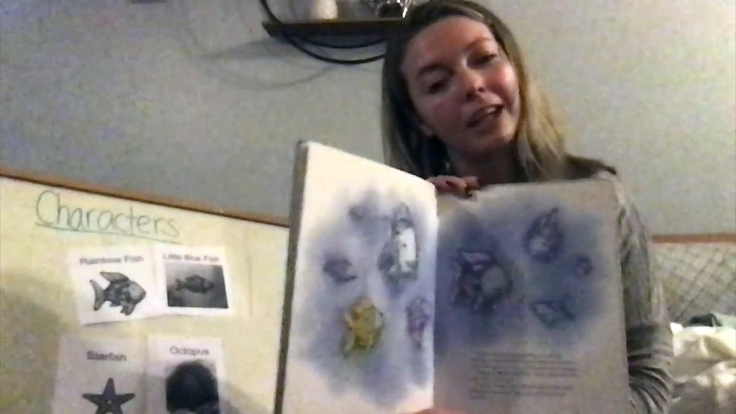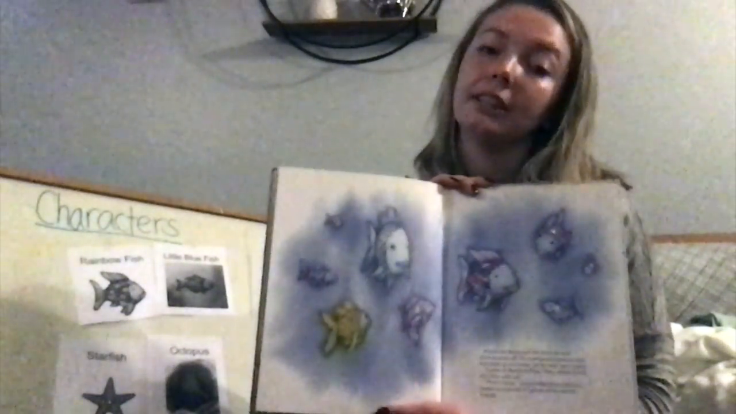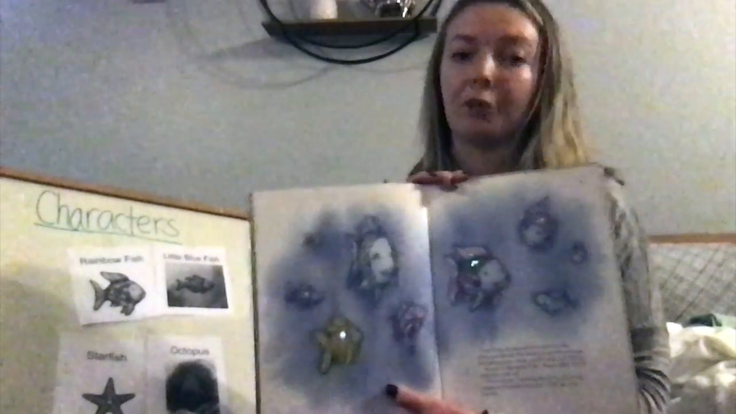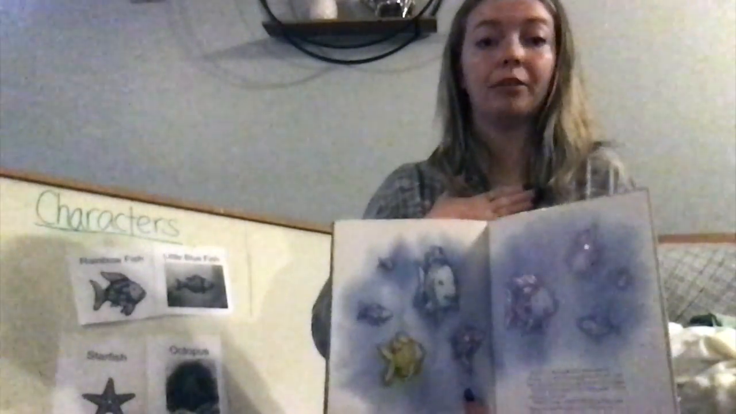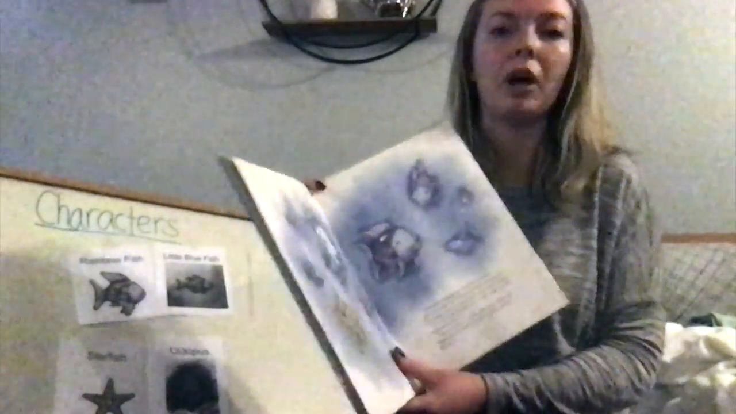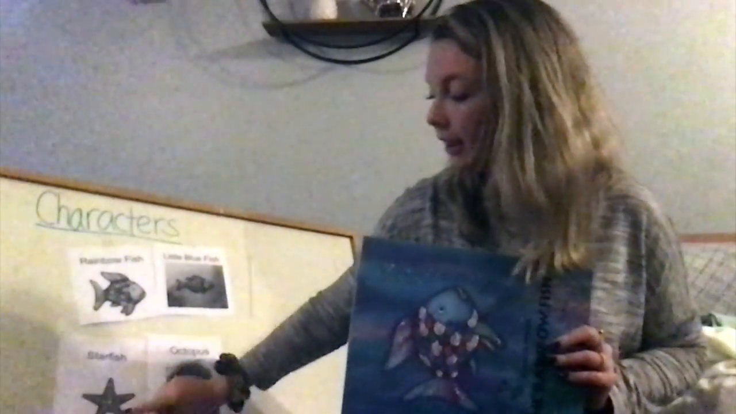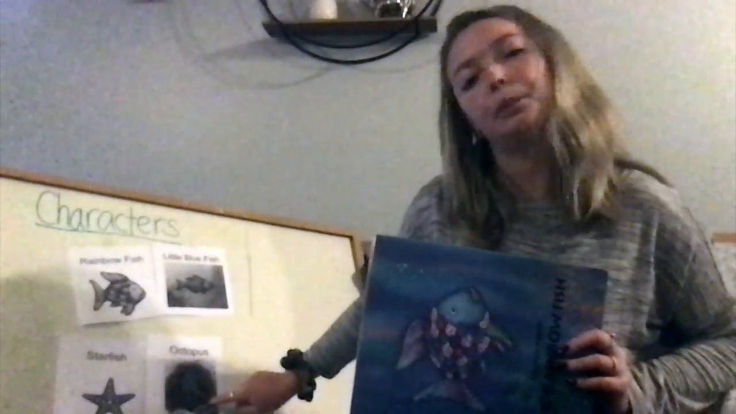Wasn't that such a nice story? And it teaches us that sharing makes our friends happy, and it makes everyone happy. It makes us feel good inside, right? Yeah, so that's why we always share with our friends. So, we have our 4 characters: the rainbow fish, the little blue fish, the starfish, and the octopus.